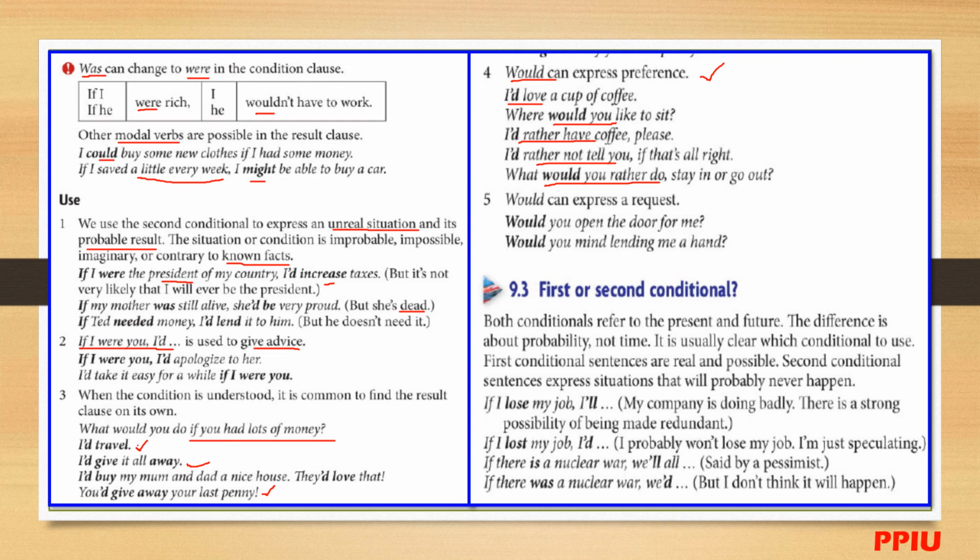Would can express requests. This one, would, can also express requests. Would you open the door for me, or would you mind lending me a hand? Alright, you can make a request. In here we can say that besides talking about preference, this part is also used to talk about requests. Requesting someone to do something for you, right?